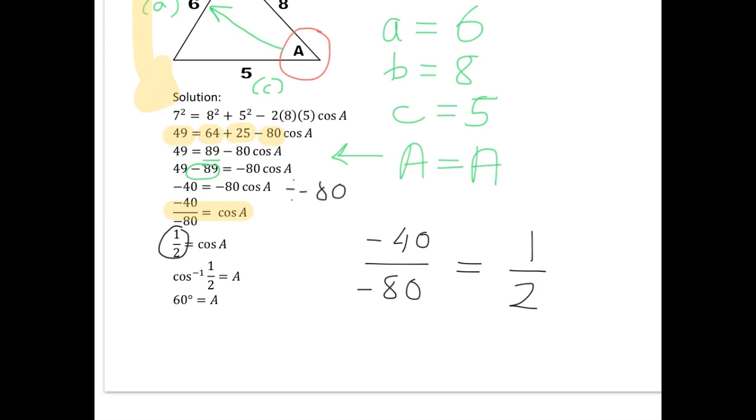Then, in order to work out what A is on its own, we're going to have to use cos inverse on both sides, and we get A is cos inverse of 1/2, which is 60 degrees. And that's our final answer for this question.